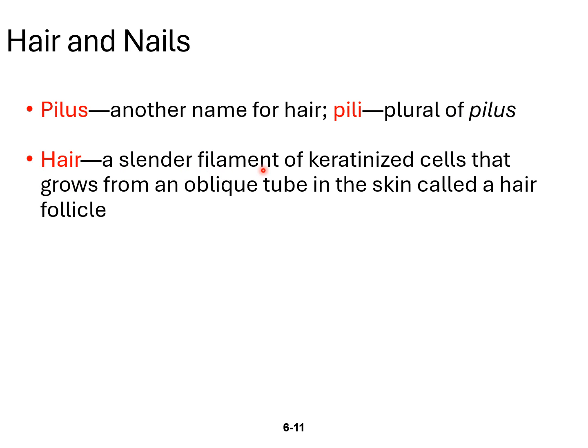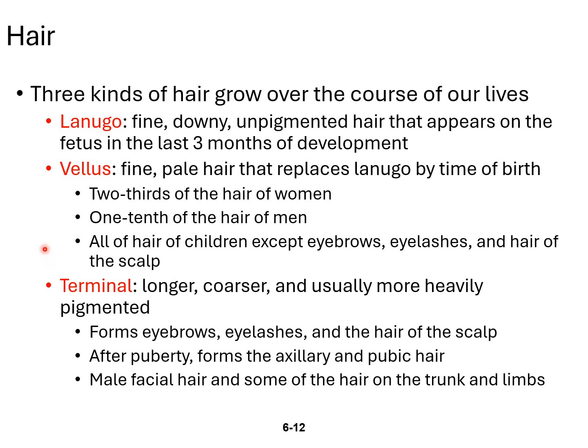Hair is a slender filament of keratinized cells that grows from an oblique tube in the skin called the hair follicle. You have three main types of hair throughout our life. Lanugo: fine, downy, unpigmented hair that appears on the fetus and lasts 3 months of development. So, depending on what book you read, fine, downy, unpigmented hair. If it's a preemie, the baby still might have some lanugo hair.